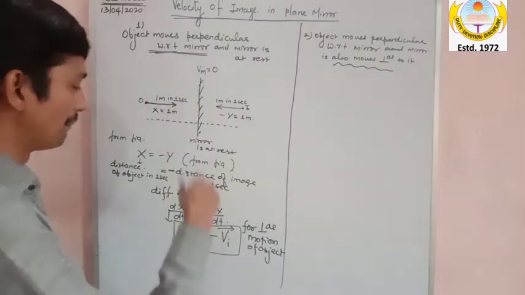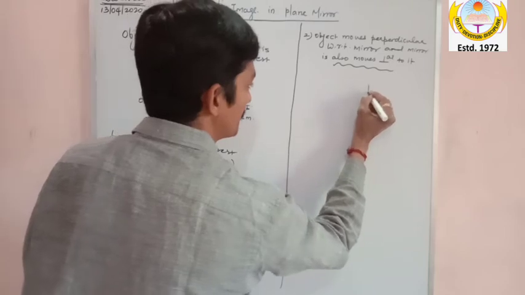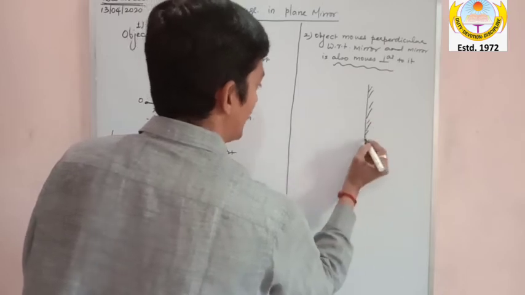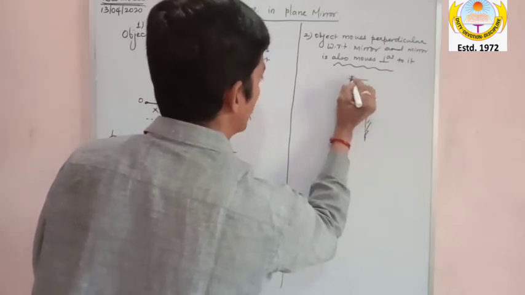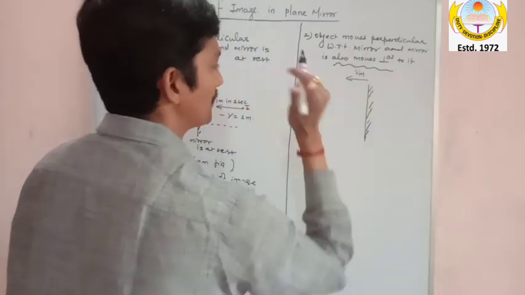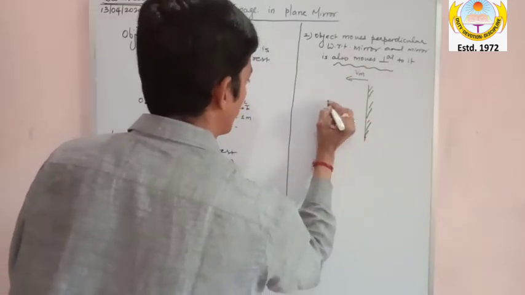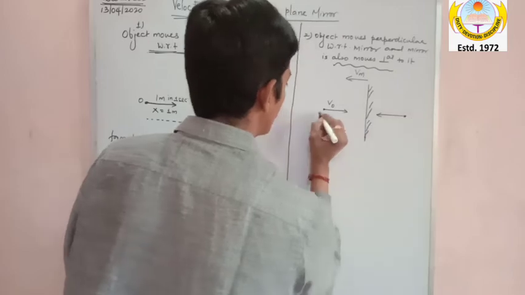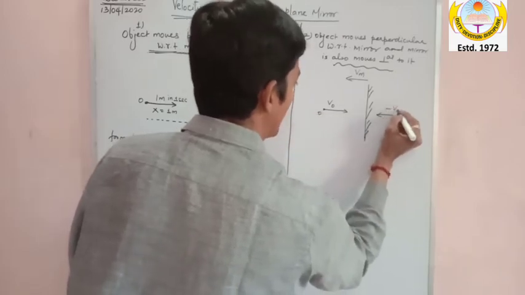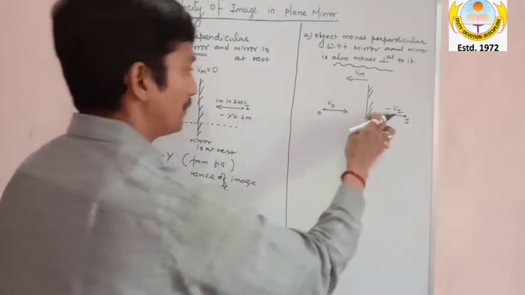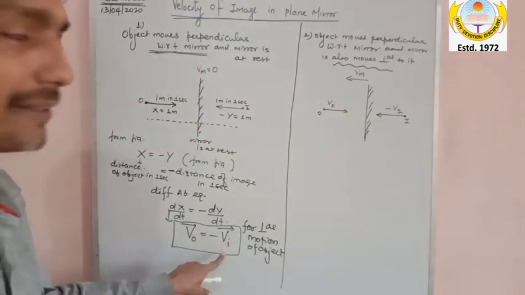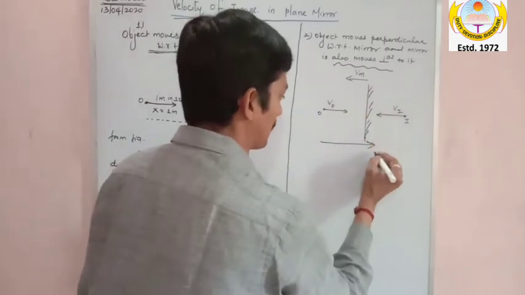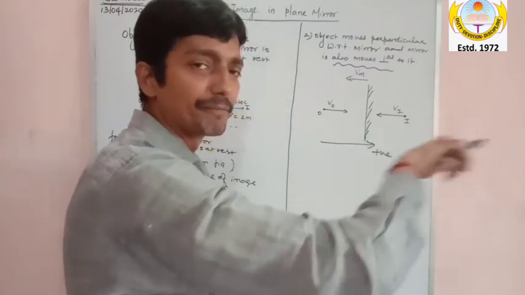But my dear, suppose the mirror is also in motion. Suppose this is a mirror, right? And say the mirror is moving this way, that is VM. And say this is the object moving this way, that is VO. So of course the image will be like this, that is minus VI. So the image will move like this and the object will move like this, and I'll assume this side as positive.